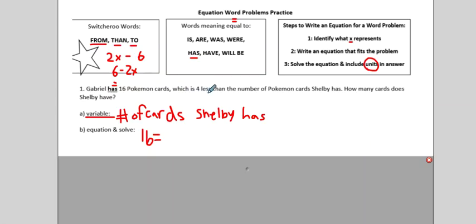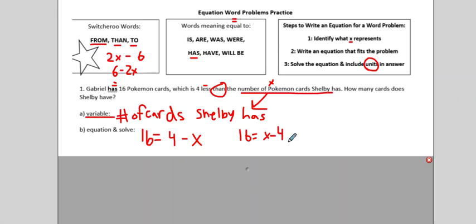So which is 4 less than. So remember we have 4, less is minus. Then as a switcheroo word, we'll switch it after, the number of Pokemon cards Shelby has. Remember, the number of Pokemon cards Shelby has is my variable. So that is my x. All right, so we have 4 minus x. We don't know how many Shelby has. Now we want to make sure we go back and we do the switcheroo. So we need to switch the two things that we're subtracting. So we would actually write this 16 equals x minus 4.